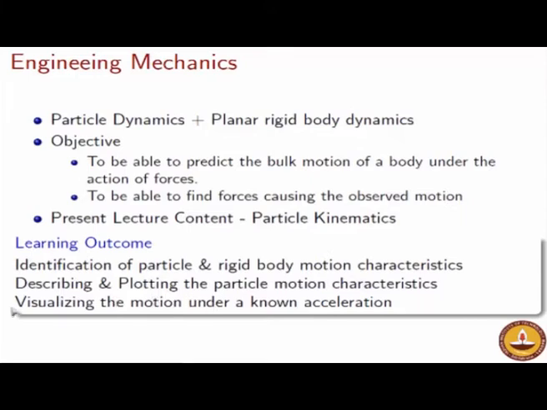And again, in contrast to what is usually not given in a book, we will spend a lot of time trying to visualize the motion, and we will presently concentrate on motion under known acceleration. The other things will become more complicated. So in the next 4 hours or so, I will show you a number of animations, and these animations have also been uploaded in your course pack so that you can refer to them as and when you want.